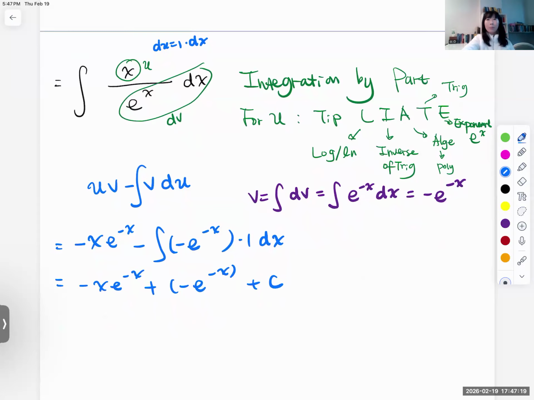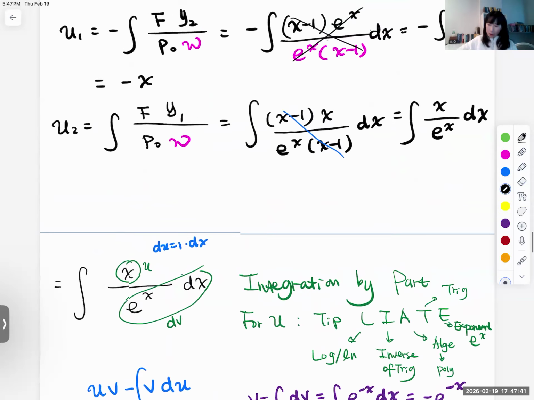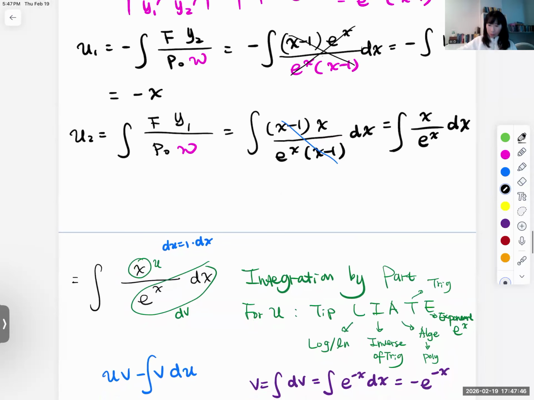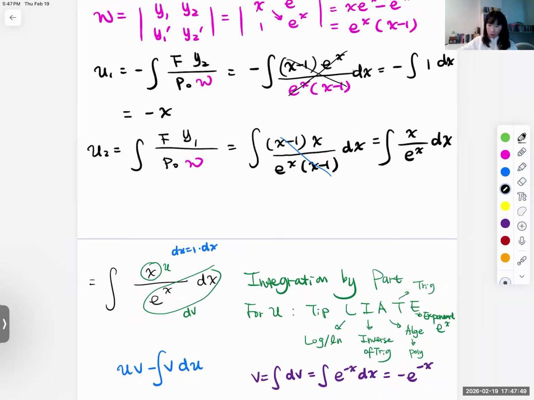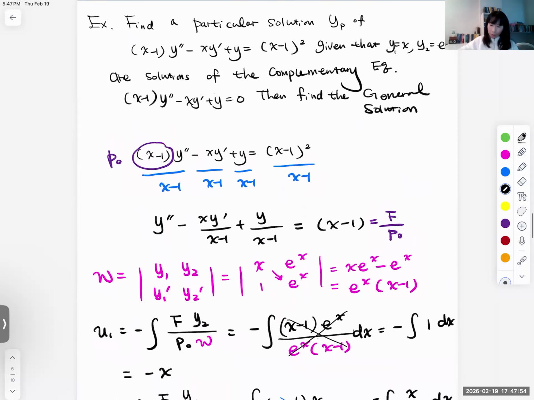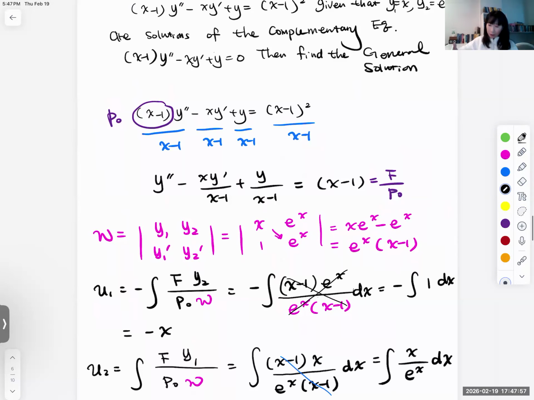Okay, so the answer will be negative x e to the negative x minus e to the negative x. Then there is a particular solution, right? With the u sub 2, we can use that, right? Okay, that's the u sub 2. Okay, so hold on 1 second. We didn't find anything.